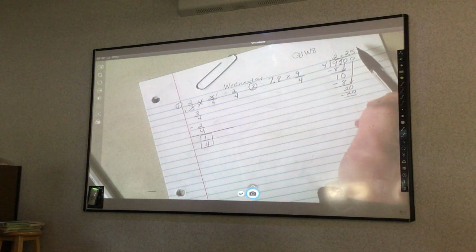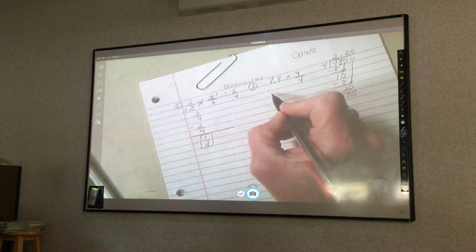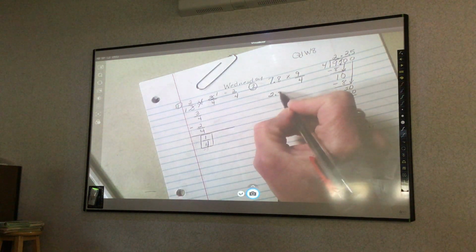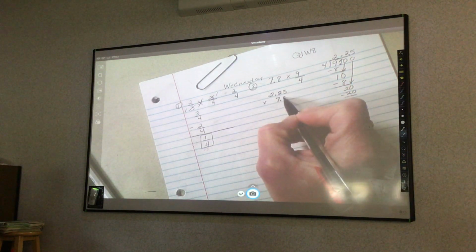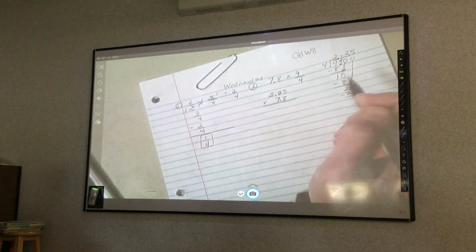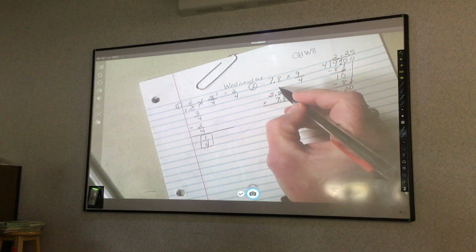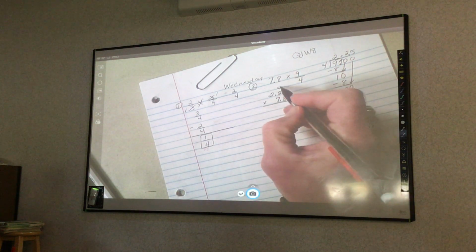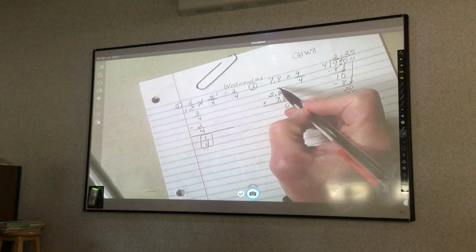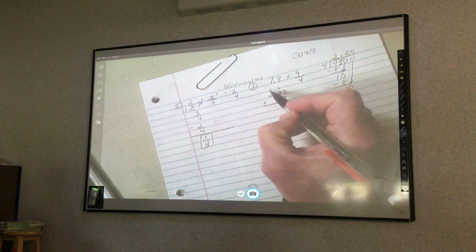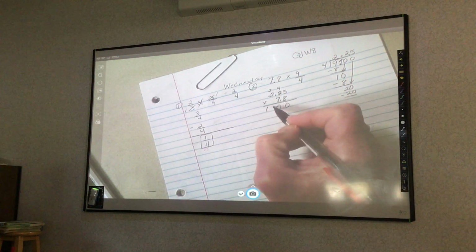When you're multiplying with decimals, you don't worry about the decimals. So I put the one with the most digits on top. 2 and 25/100 times 7 and 8/10. I first just go ahead and multiply through. 8 times 5 is 40. Carry the 4, leave the 0. 8 times 2 is 16 plus 4 makes 20.